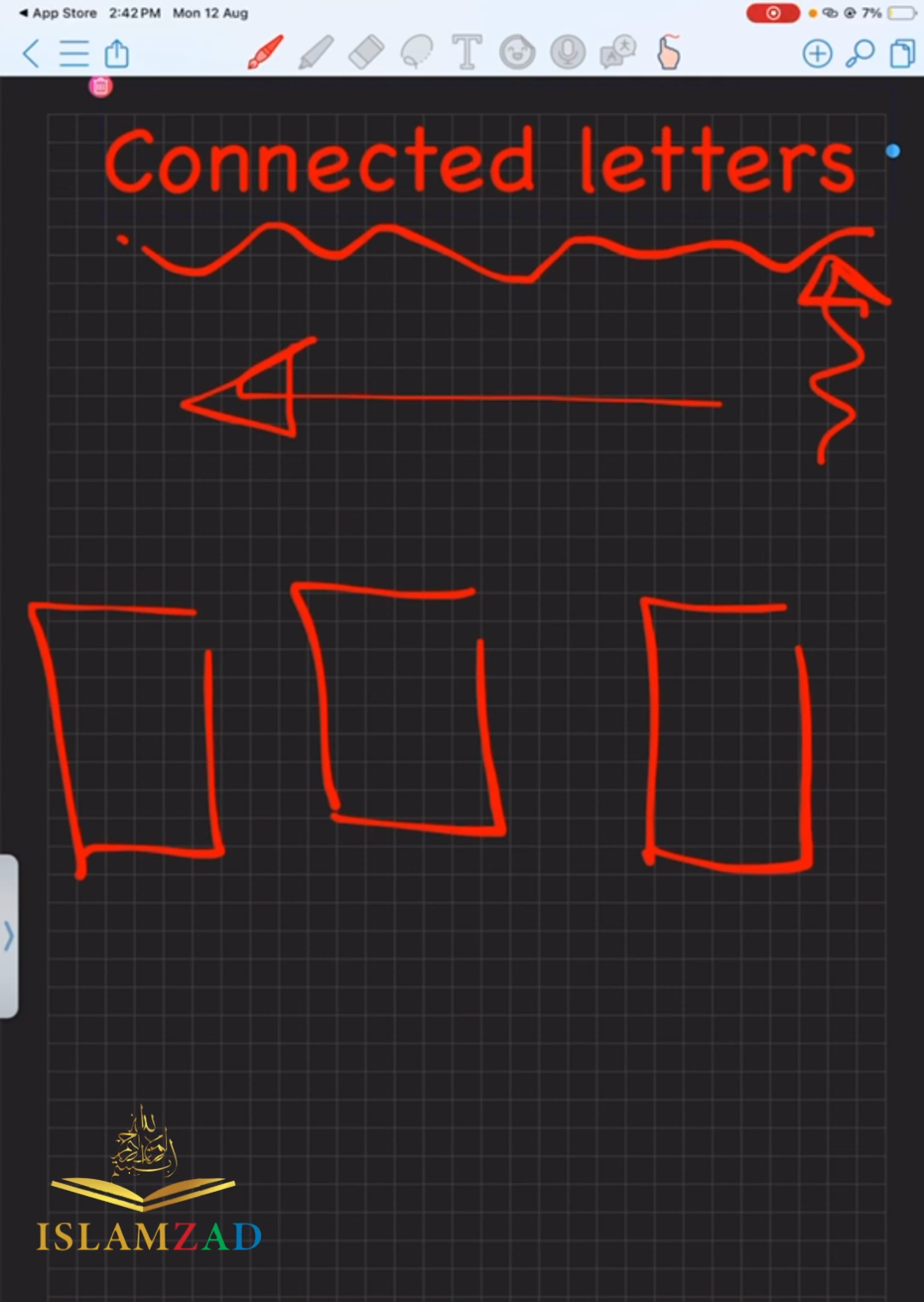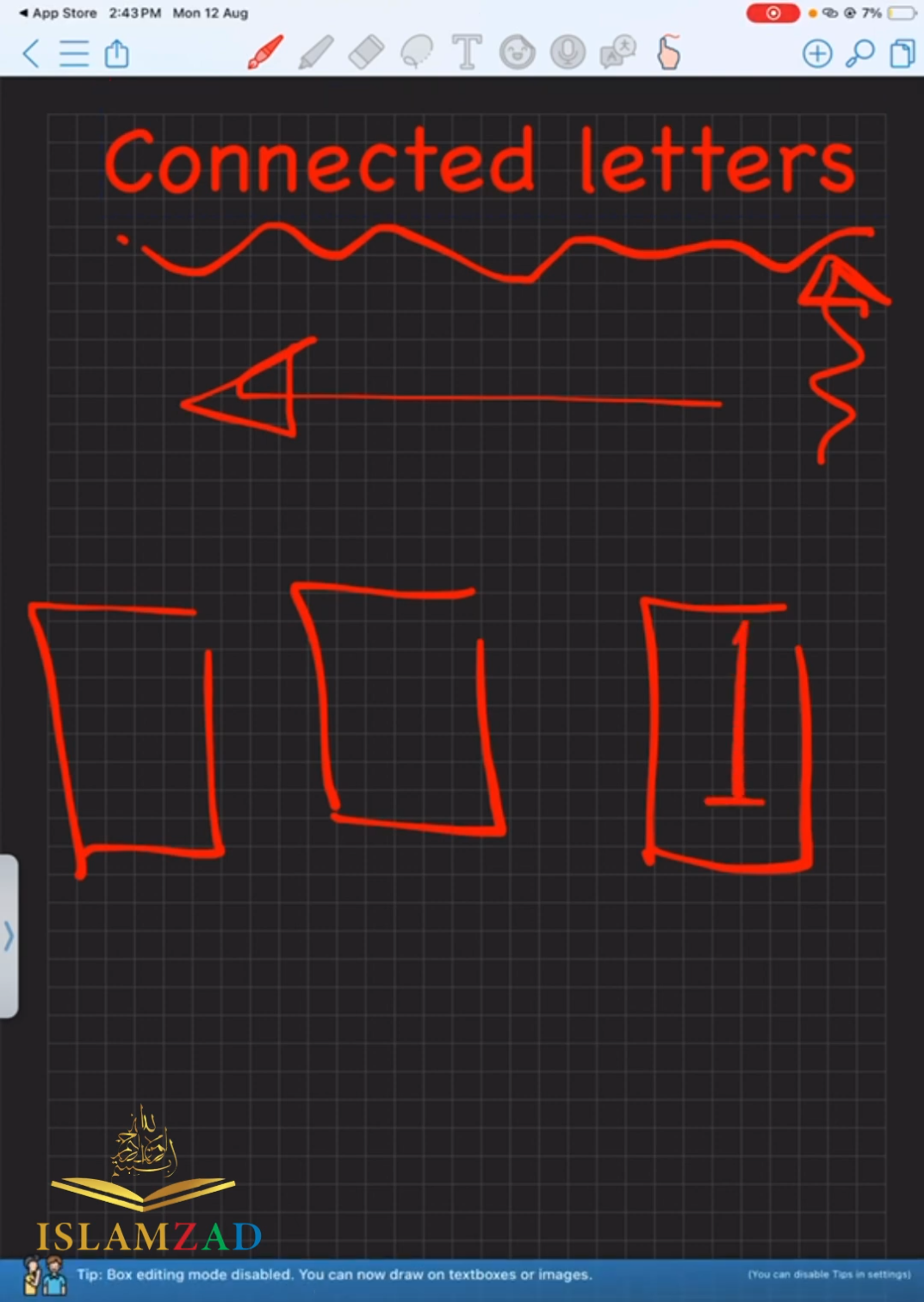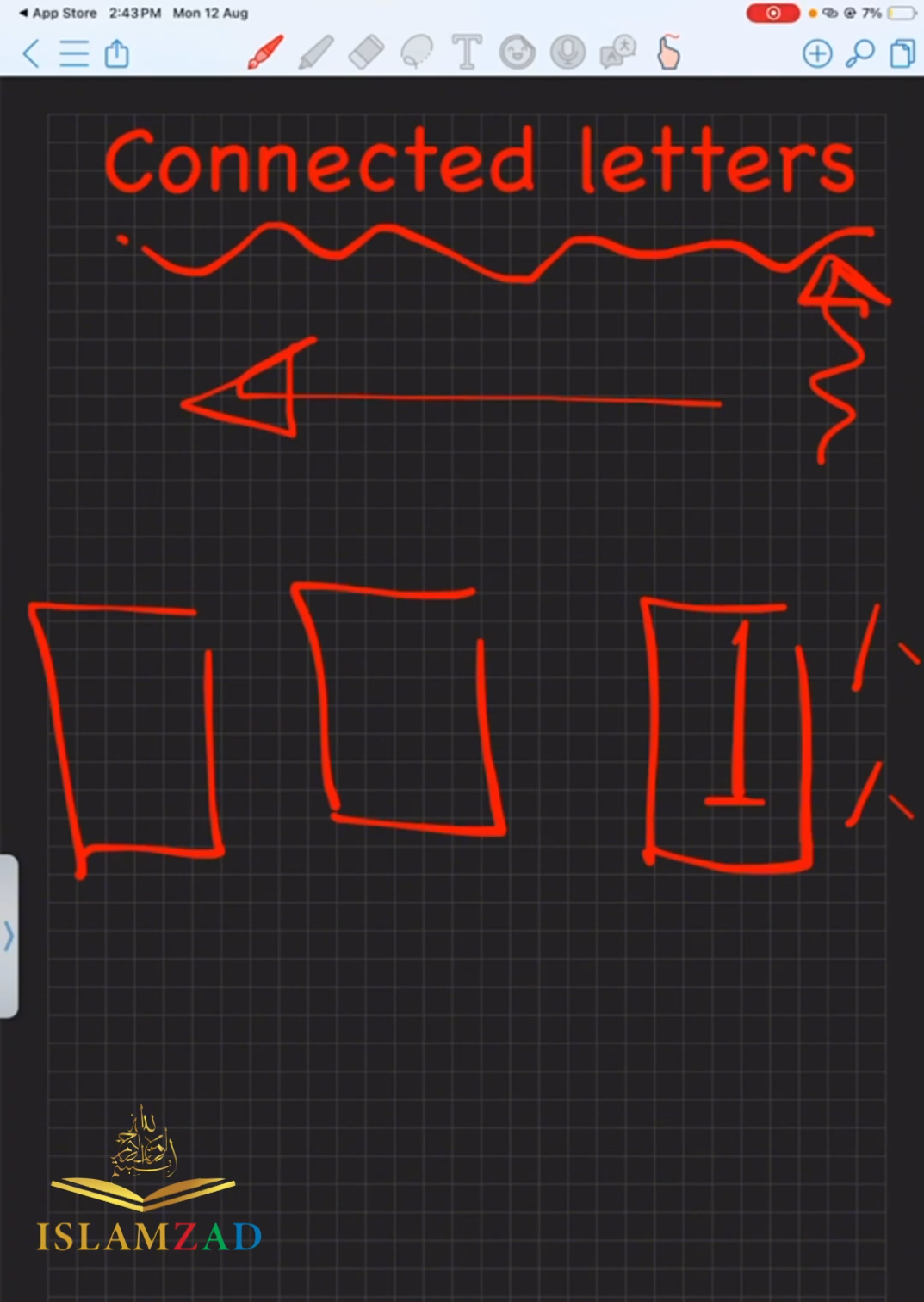That's why we have 3 positions, or 3 shapes, for each letter inside the same word. The position number 1 is when the letter comes in the beginning. It has a shape different from when it comes in the middle and at the end. In this case, there is nothing before it, as we said, we start from right to left. Because it's at the beginning of the word, there is nothing before it on the right side.